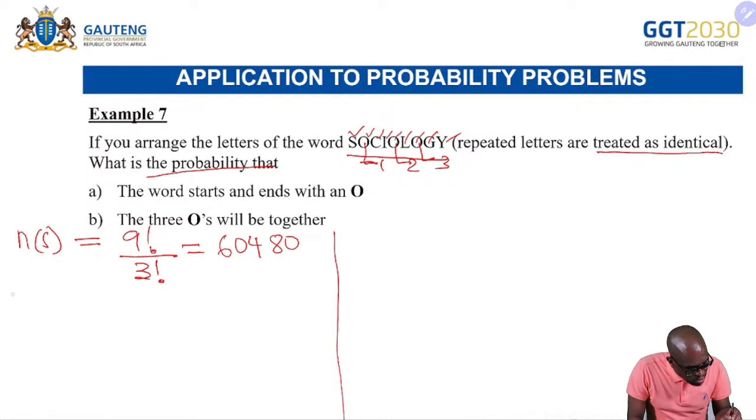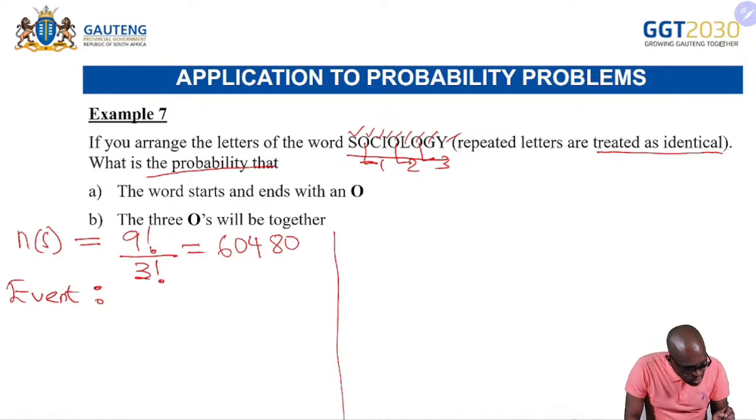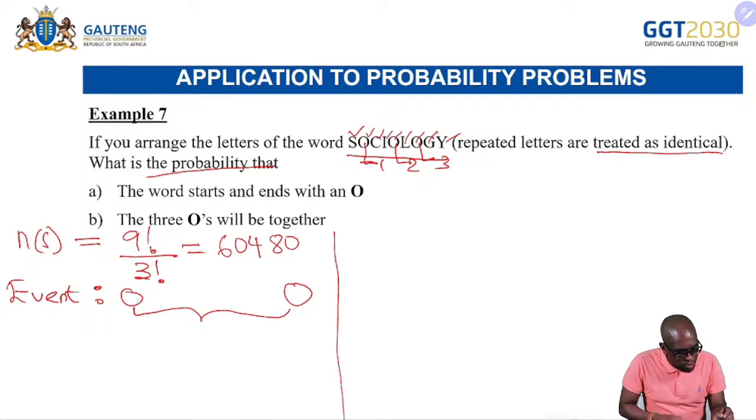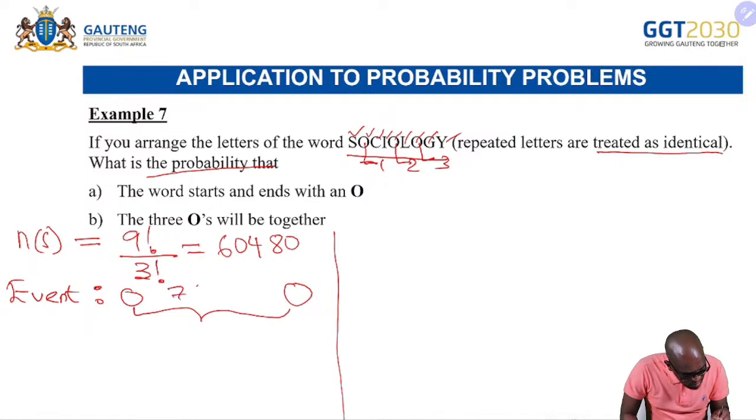Now we want to define the event. The event says to us, start and end with letter O. To start and end with letter O means that you have O here, you have O there. Then you have to arrange the remaining. How many letters remain? Since we have 9 letters and we've started with O and ended with O, we have 7 letters remaining.